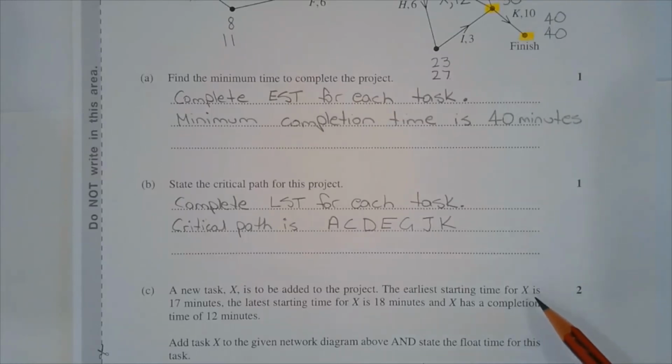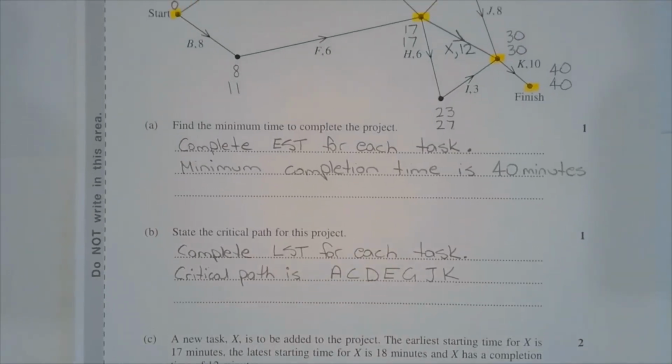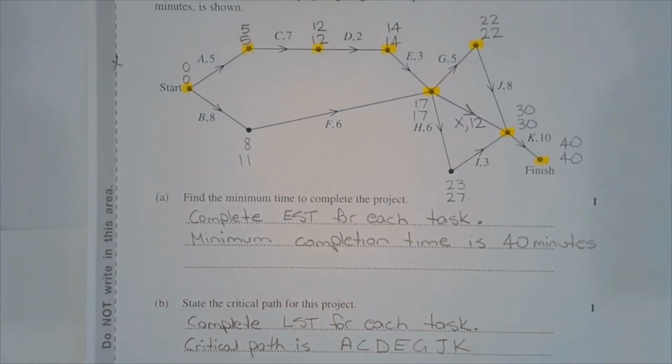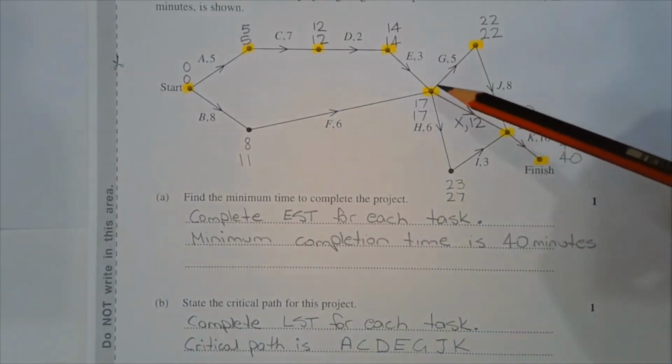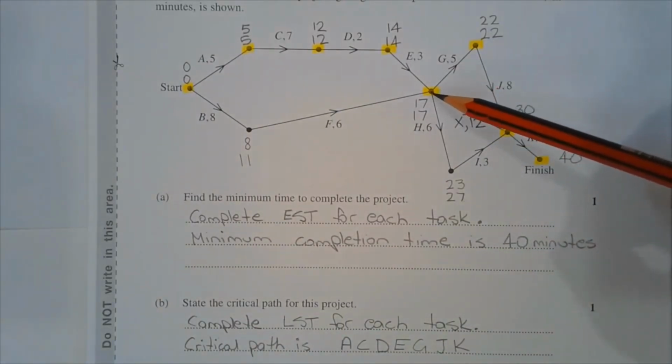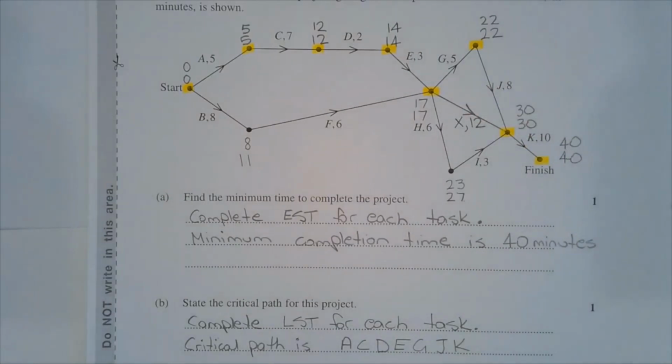Task X is not on the critical path because its earliest starting time is different to its latest starting time. The earliest starting time for task X is 17 minutes, and that gives us a clue as to where to locate task X on the network diagram. Also note that task X has a completion time of 12 minutes. Here is task X on the network diagram located between this vertex and this vertex.